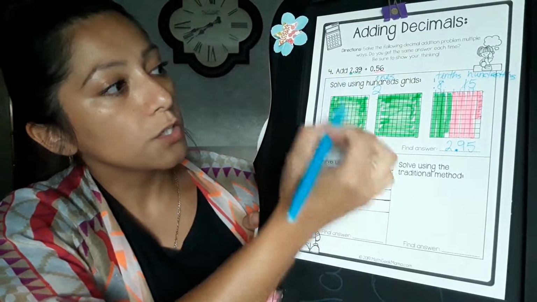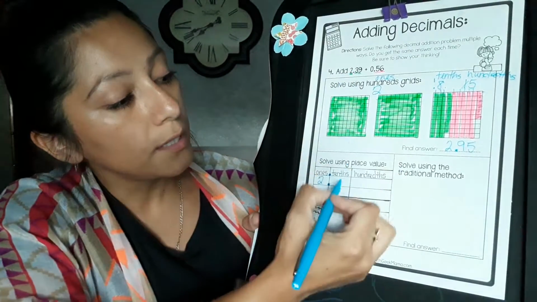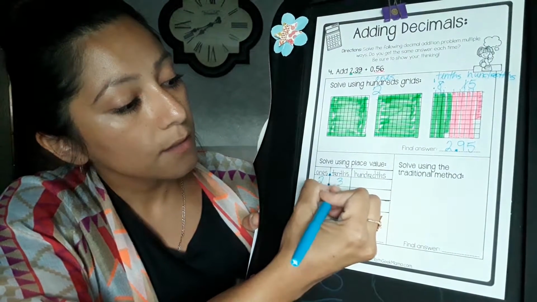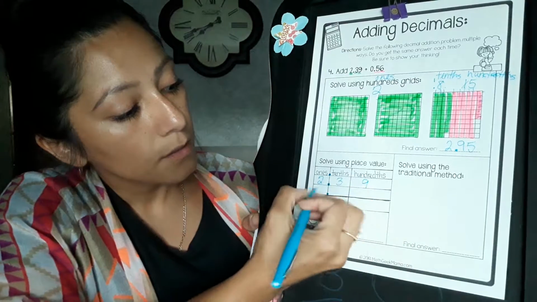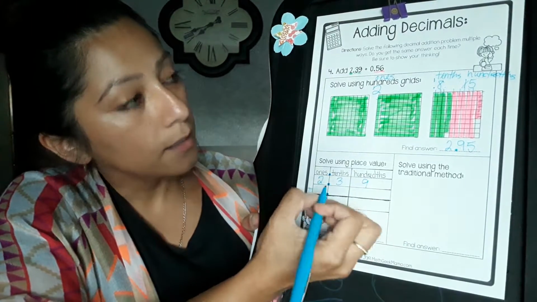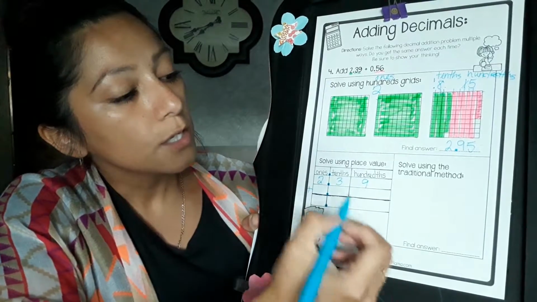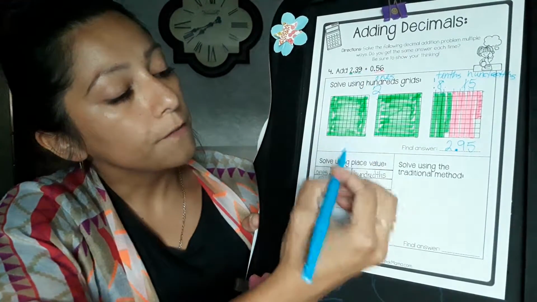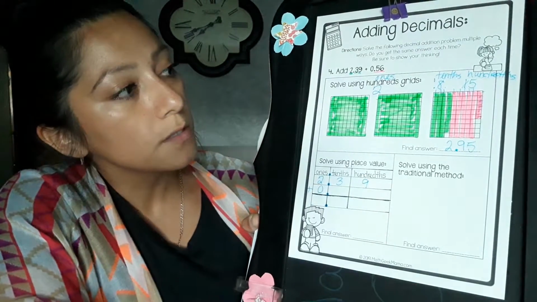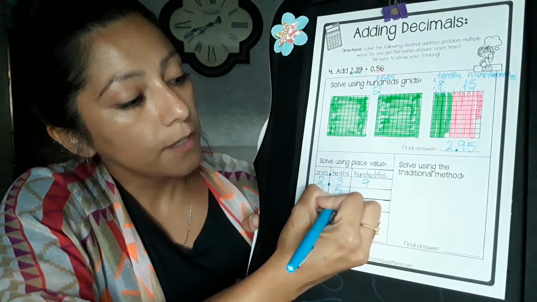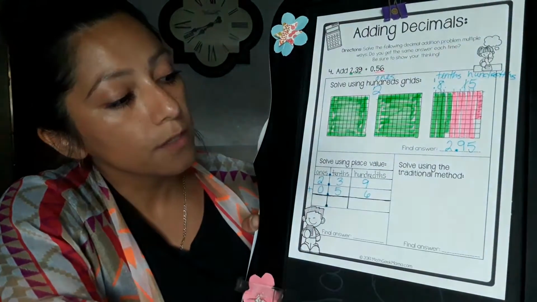All right, now we're going to change the method to our place value. So we have a 2 in the ones. We have a 3 in the tenths. We have a 9 in the hundredths. And we're adding 2 and 39/100ths to 56/100ths. So we don't have anything in our ones. We have 5 in our tenths, and we have 6 in our hundredths.